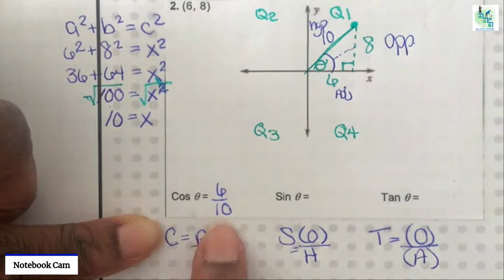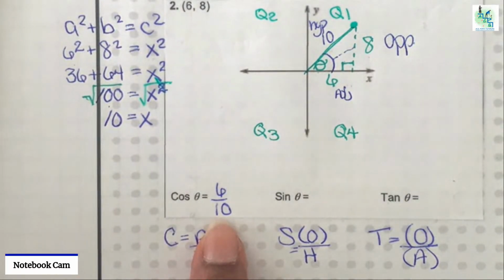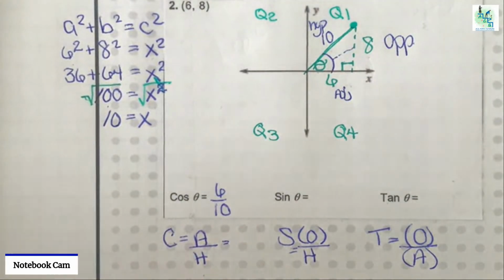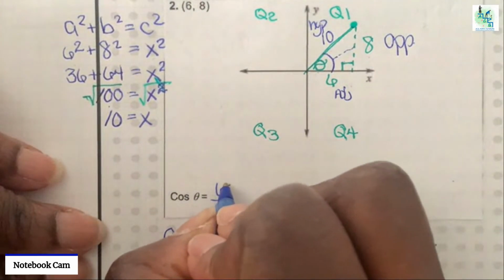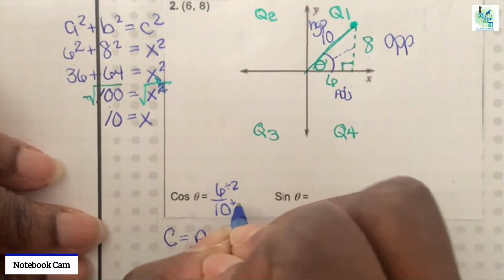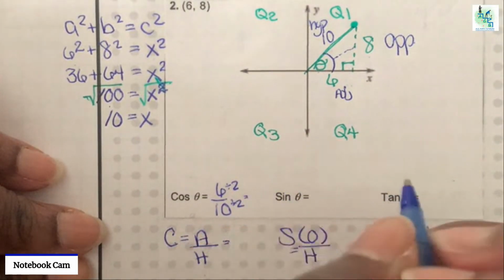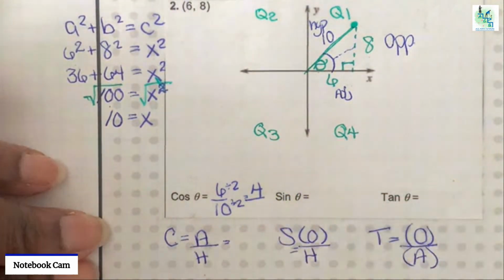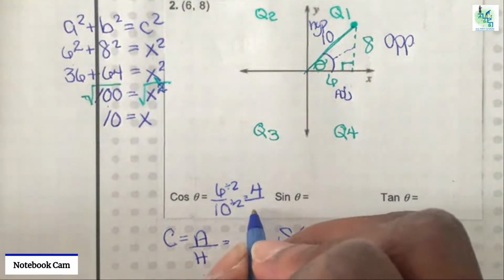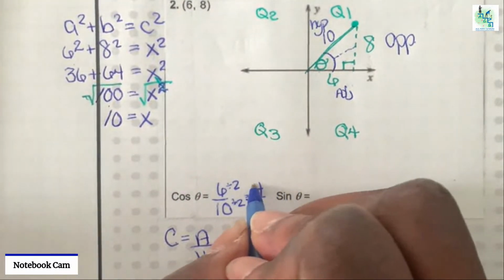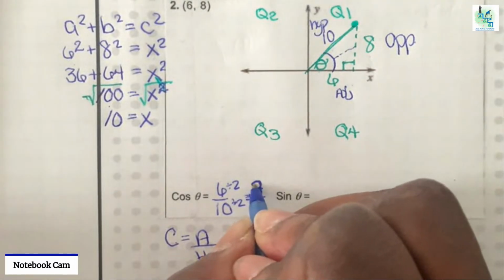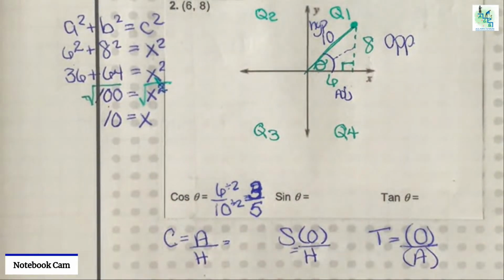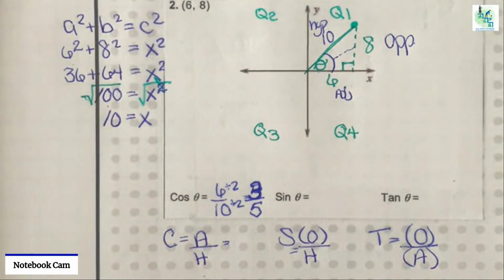But 6/10, although we are great-minded people, 6/10 can be reduced. So if I reduce it by 2, you're going to have 3 over 5. Okay? So it's 3 over 5.